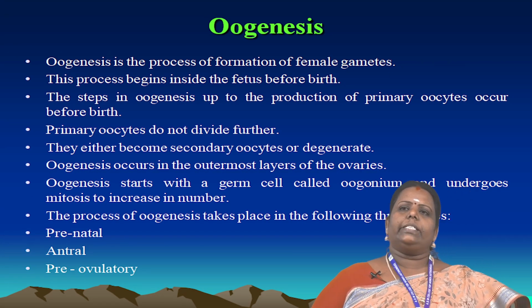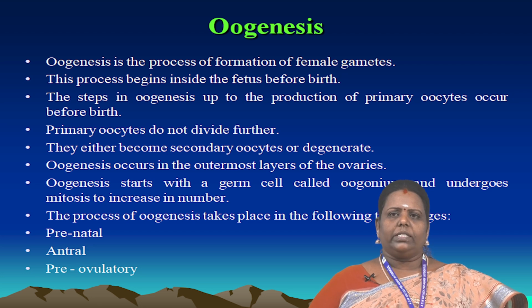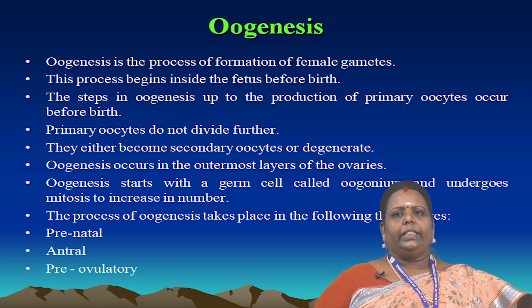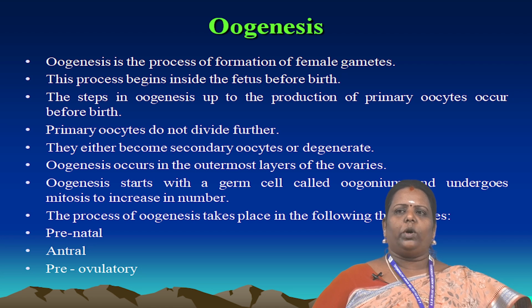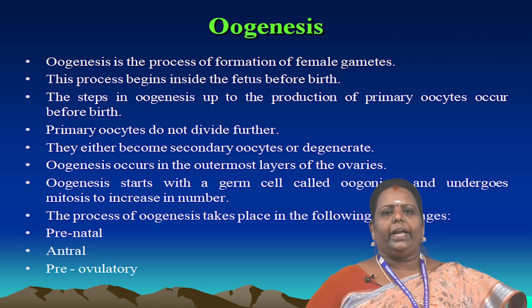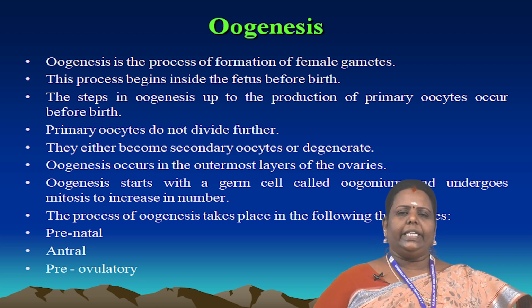Oogenesis is the process of formation of the female gamete. The process begins inside the fetus before birth. In the steps of oogenesis, the oocyte is produced before birth, and the oocyte does not divide further; it stops everything. Either they become a secondary oocyte or degenerate.